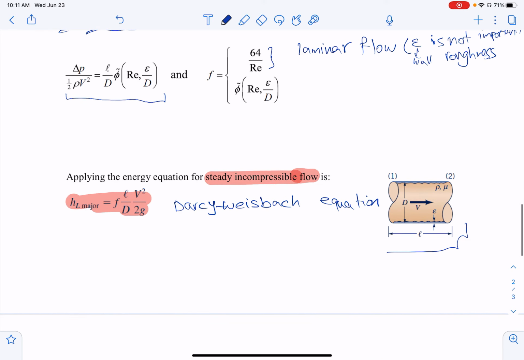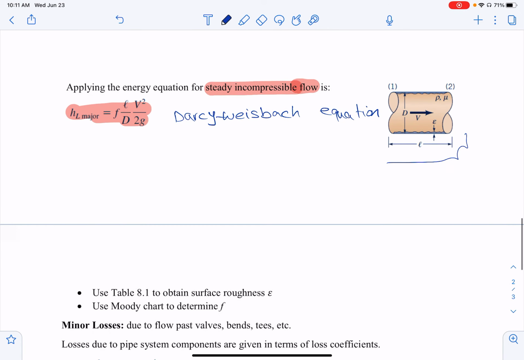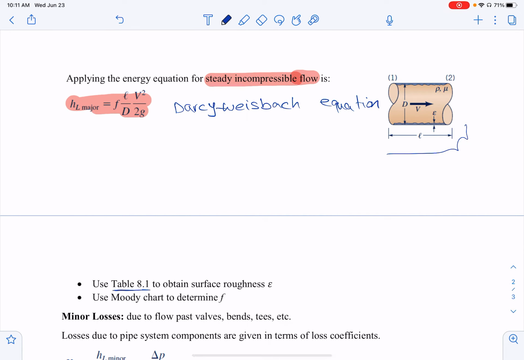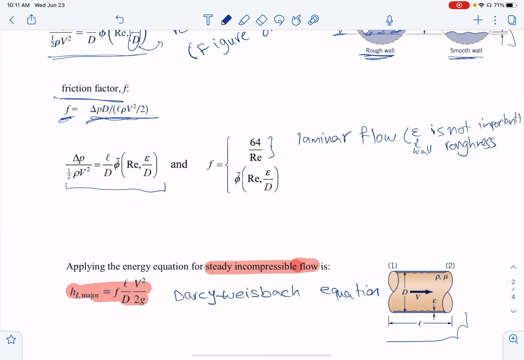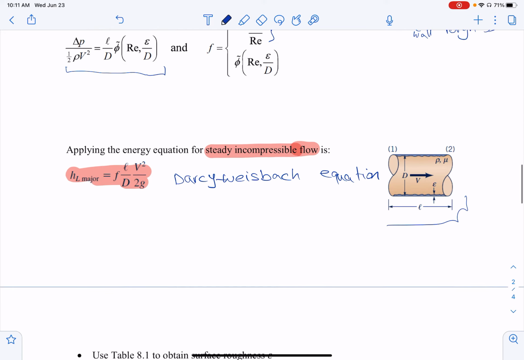We are going to use table 8.5 to obtain the surface roughness, and also the Moody chart. When we solve the question, we are going to use that Moody chart in this chapter to determine the f, which is this friction factor right here. All right.